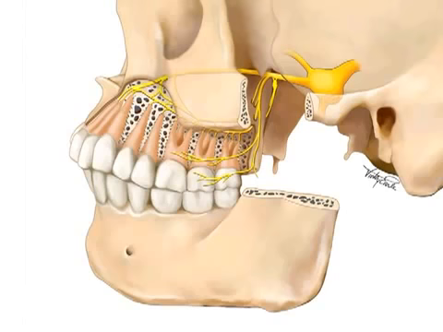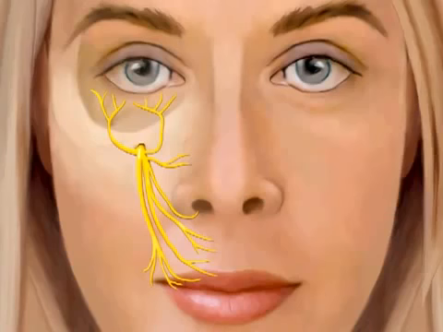While inside the canal, it gives off the middle superior alveolar nerve, which provides branches to each of the premolars. In some cases, it also provides sensation to the mesiobuccal root of the first maxillary molar. Further anteriorly, it gives off the anterior superior alveolar nerve, which innervates the canine and the incisors. The infraorbital nerve exits through the infraorbital foramen, and its terminal branches provide sensation to the upper lip, side of the nose, and lower eyelid.